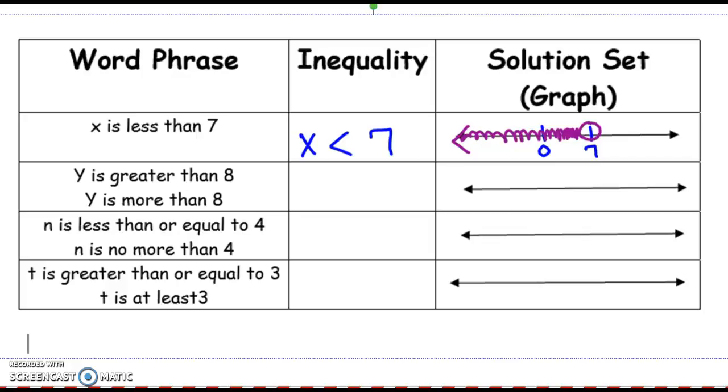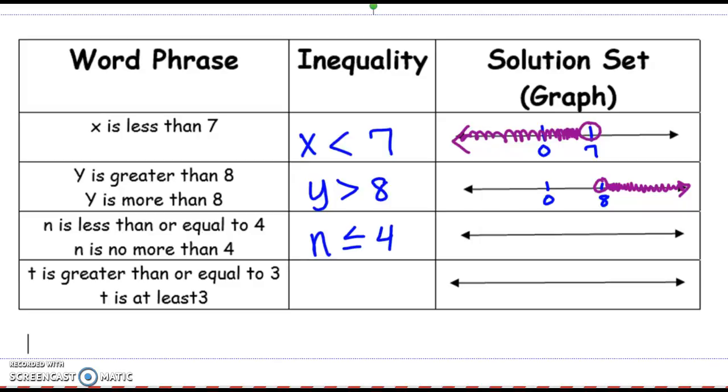Next one, y is greater than 8. So again, we're going to start with just kind of a pretty generic number line. You don't have to put every little mark in there. Same idea. So y is greater than 8. I want to shade all the numbers on the number line that are going to be greater than 8. So that doesn't include 8, but that's like our starting point. Everything just bigger than 8 though, and then keep going forever. So you're shading the numbers that make it true, the solutions. Next one, n is less than or equal to 4.